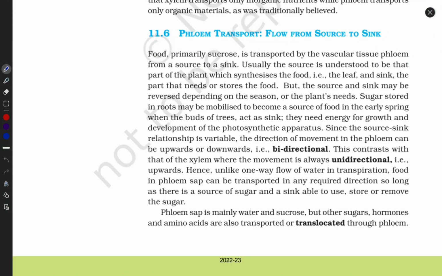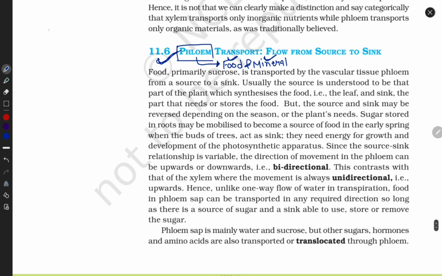Let's start with phloem transport. Now we know that xylem transports water and minerals. So what does phloem transport? They transport photosynthetic material and minerals, in common language, food and minerals. Let's have a brief discussion about phloem.